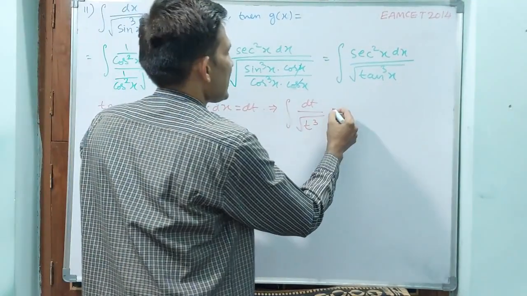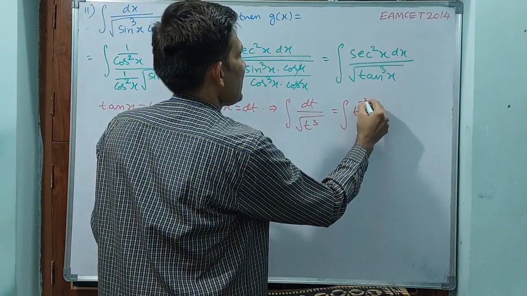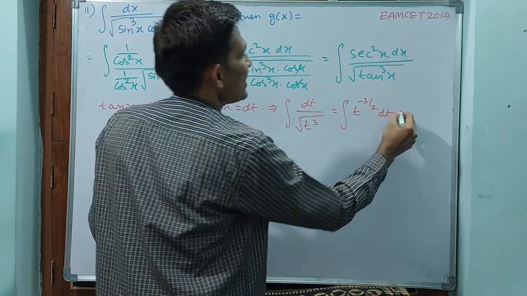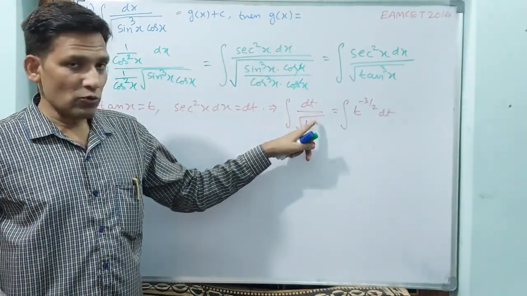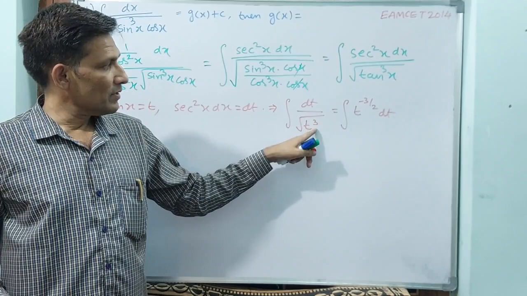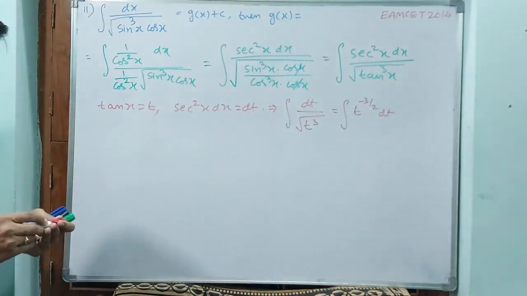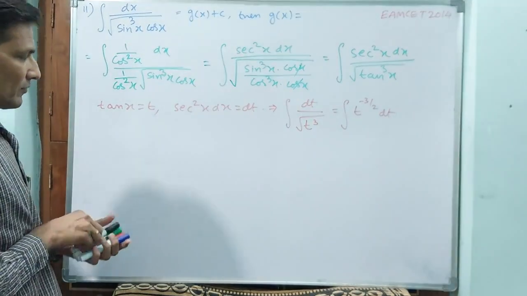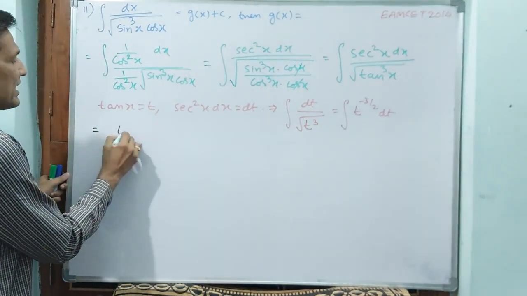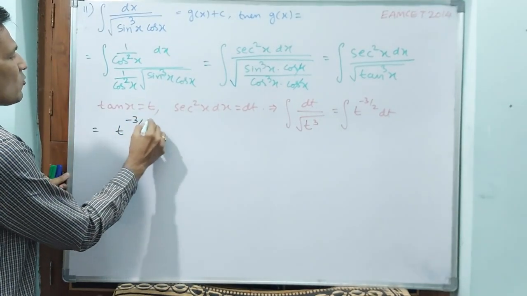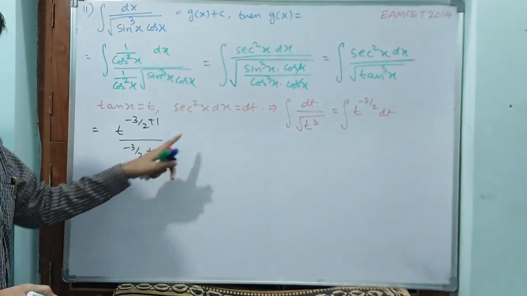This also we can write like this, you see. T power minus 3 by 2 dt. Because actually this is t power 3 by 2, and if it goes from the denominator to the numerator, the power becomes minus 3 by 2. Okay, now you can solve that. That is equal to t power minus 3 by 2 plus 1 by minus 3 by 2 plus 1. Plus c shall we write?